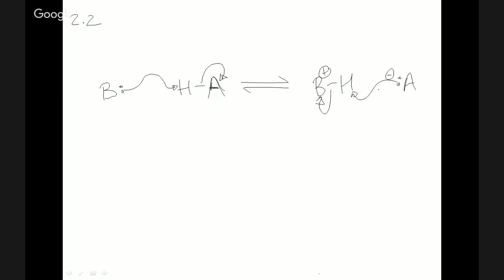The arrows always, always, always start at a pair of electrons. There are some rules that you cannot violate in organic chemistry. You cannot have 5 bonds to carbon. Arrows always start at a pair of electrons.